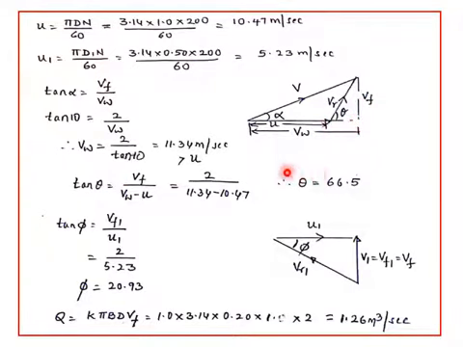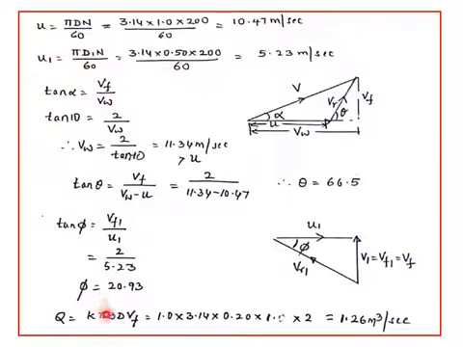So therefore we get theta as 66.5, which is less than 90 degrees. In the earlier case it was an obtuse angle. Now the discharge is radial, so it leaves at 90 degrees, so therefore tan phi is Vf1 by U1, hence phi can be calculated.